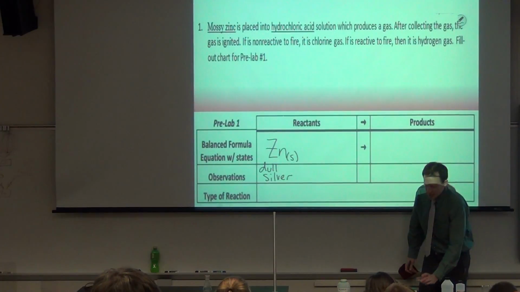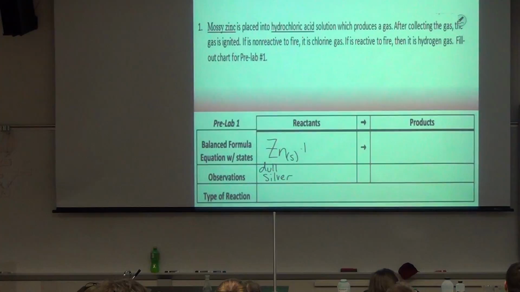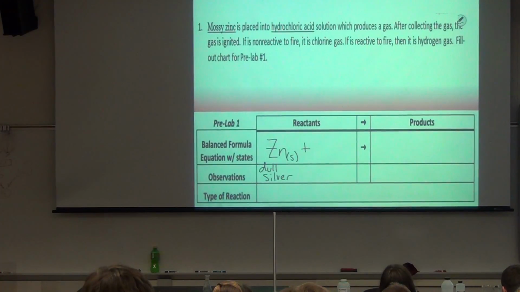Okay. And it says, placed into hydrochloric acid solution. Okay, hydrochloric acid solution. I got to remember that. Okay, hydro means that it's just H and one other element, so the chloric would be Cl. So I have HCl.